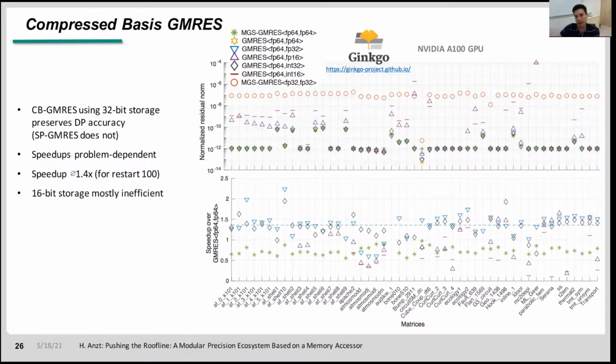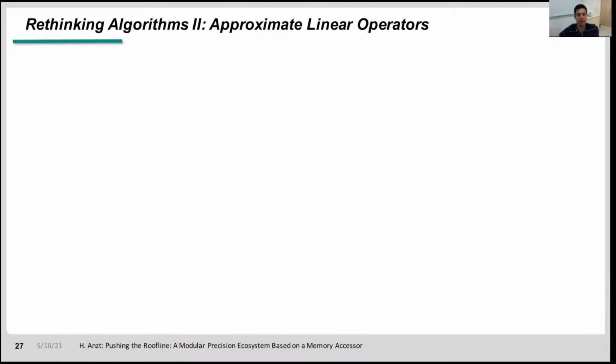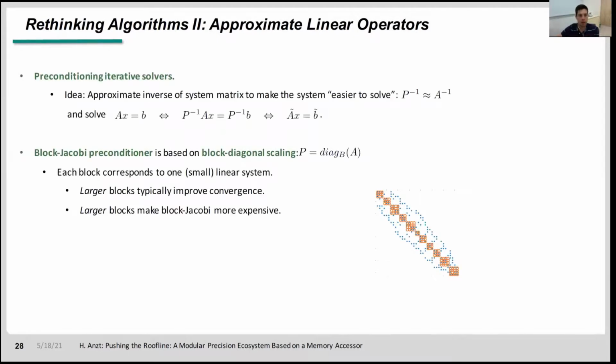So that is self-healing iterative methods and how they can benefit from using the memory accessor. And there may be even more general usage for the memory accessor: approximate linear operators. And I, in particular, think of preconditioners.